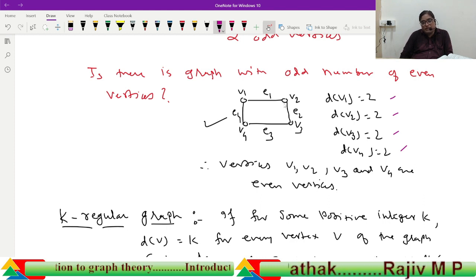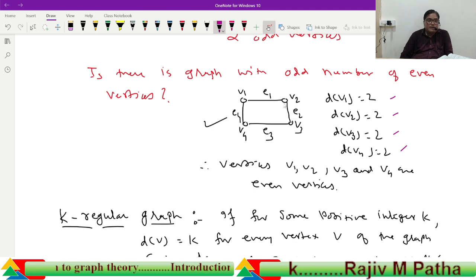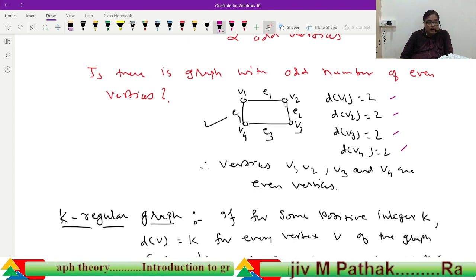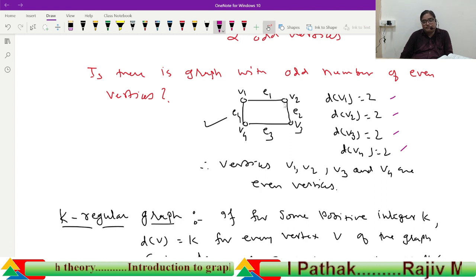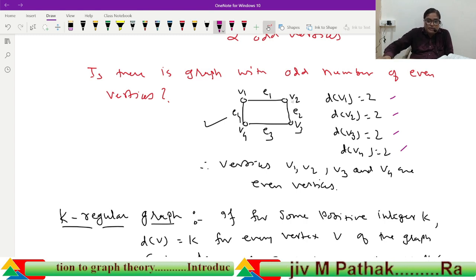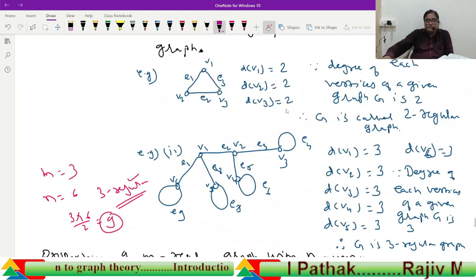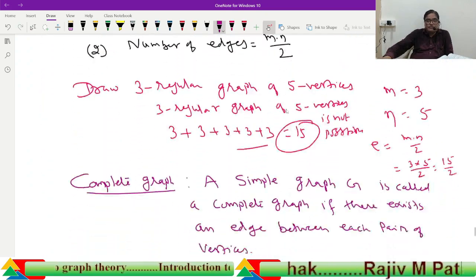Next time, in the next lecture, we will learn the concept of bipartite graph and complete bipartite graph. Then we have the concept of walk, path, cycle, and circuit of a graph. That is in the next lecture. If you have any doubt, please let me know.